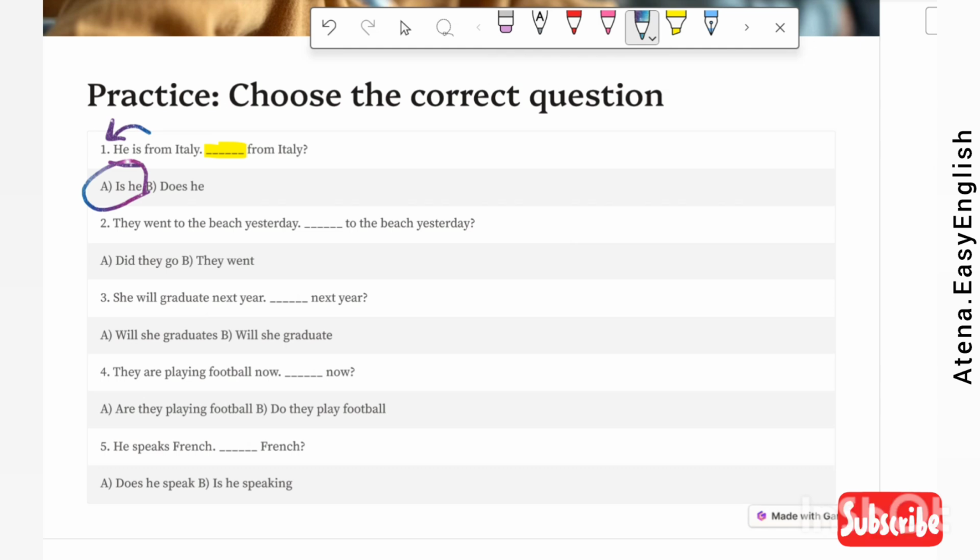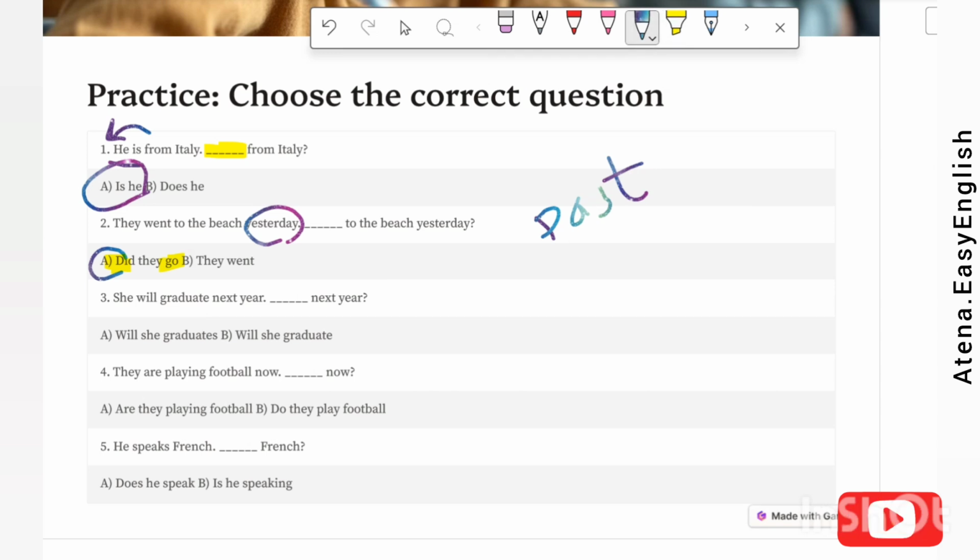Question 2. They went to the beach yesterday. It's about yesterday. It's about the past. Yes? So, did they go to the beach yesterday? And when we have did, we don't say did they went. The verb should be base form.